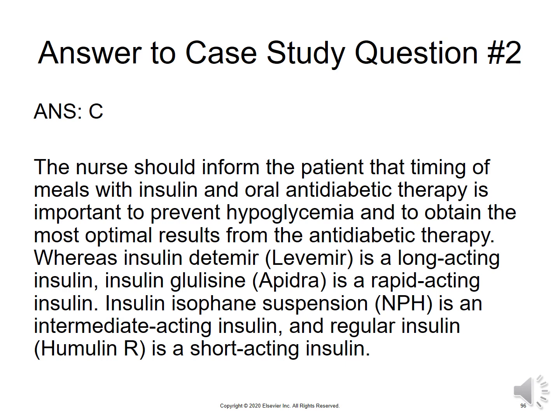The timing of the meals with insulin and oral anti-diabetic therapy is important to prevent hypoglycemia and to obtain the most optimal results from the anti-diabetic therapy. Detemir is a long-acting insulin. Glulisine is a rapid-acting insulin. NPH is an intermediate insulin, and of course regular insulin is short-acting insulin.